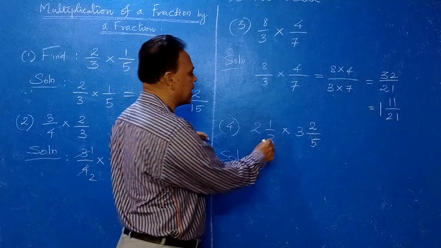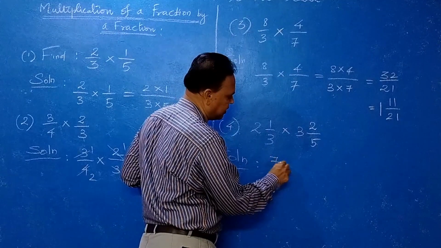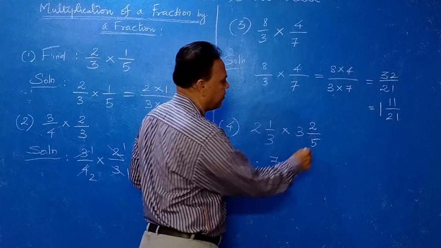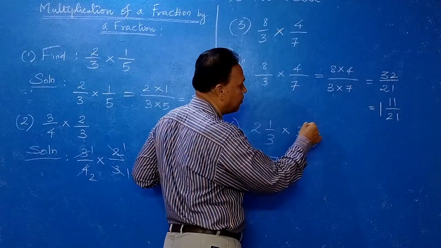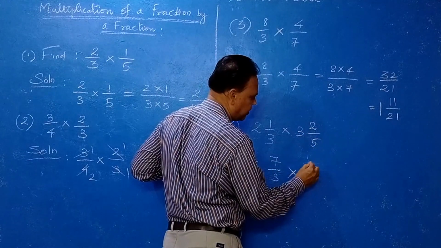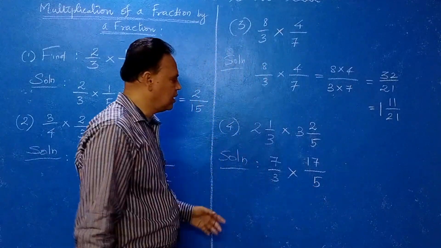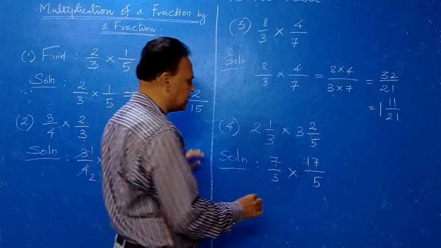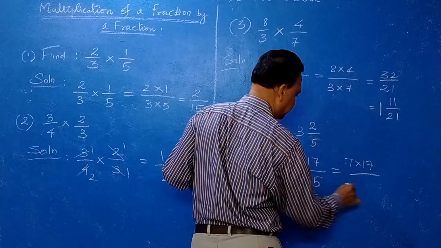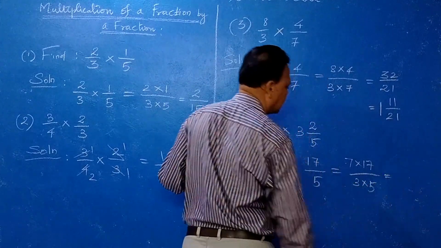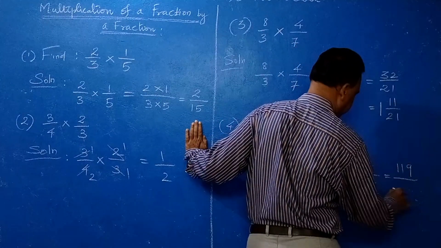First you have to convert into improper fractions. So how will you convert? 6 plus 1, 7. 7 by 3. Then 5 into 3, 15, plus 2, 17. 17 by 5. Here also we cannot do simplification. So simply multiply numerator into numerator by denominator into denominator. So how much will it be? 7 into 17, 119, by 15.